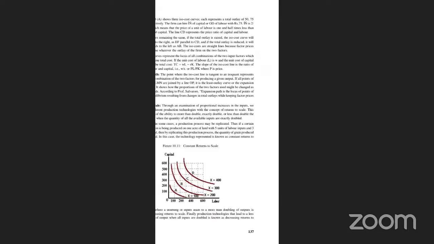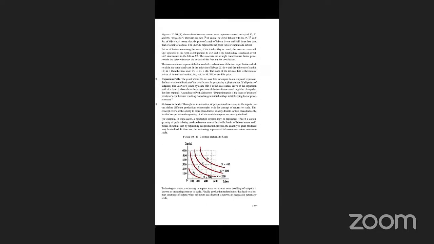Each isocost curve will represent different combinations. Two inputs are used and both of them are shown in the line, the locus of all combinations of factors the firm can purchase with a given outlay. Expansion path and returns to scale are a few characteristics of the isocost curve.